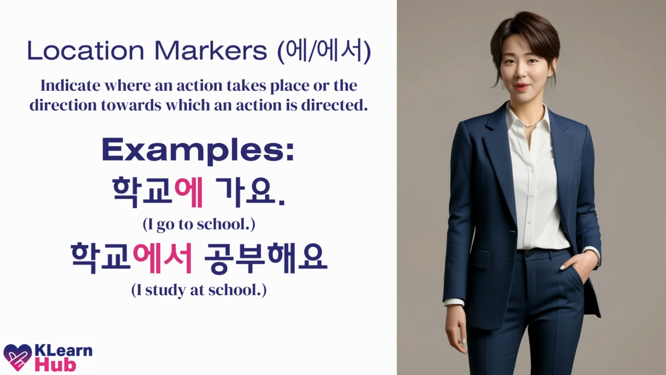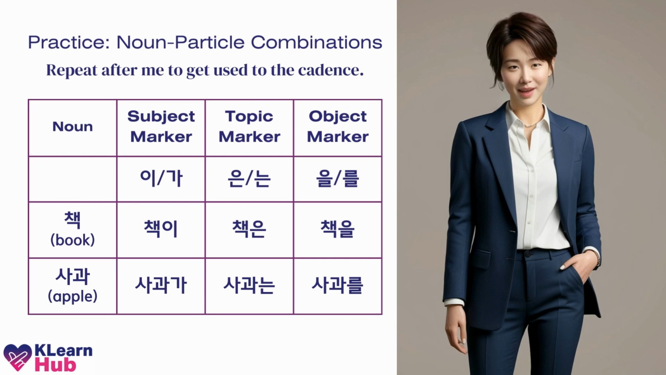Finally, let's cover the location markers, 에 and 에서. These particles indicate where an action takes place, or the direction towards which an action is directed. With these examples, the first is, I go to school, showing where the action is directed. 학교에 가요. The second is, I study at school, showing where the action takes place. 학교에서 공부해요.